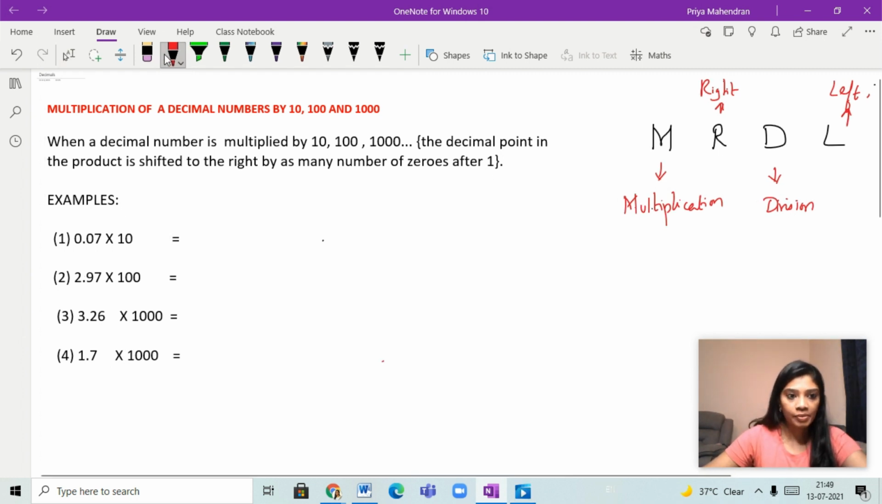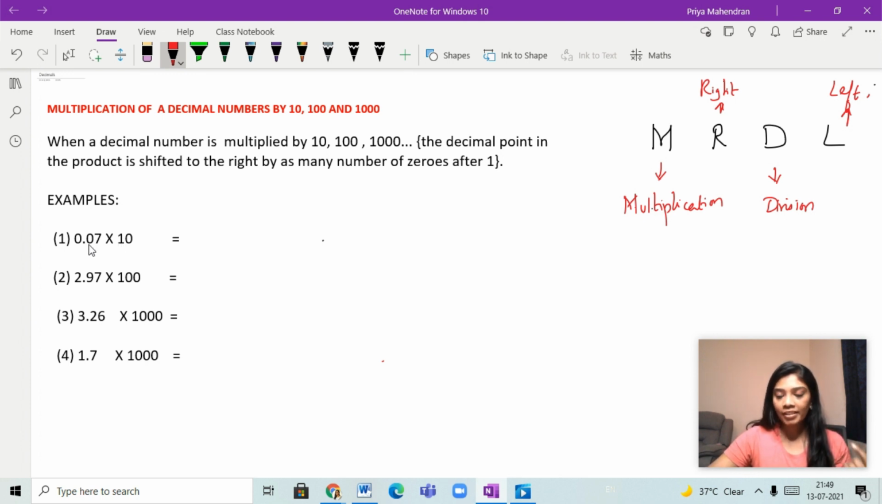Let us solve the first example, 0.07 into 10. So it is a multiplication. The decimal number is multiplied with 10. So I know the decimal point has to shift towards right. And how many places towards right depends upon number of zeros after 1. So there is only one zero. So I need to shift the decimal point to the right by only one place, isn't it? So the decimal point is here. It is shifted to the right by one place. So it becomes 0.7.